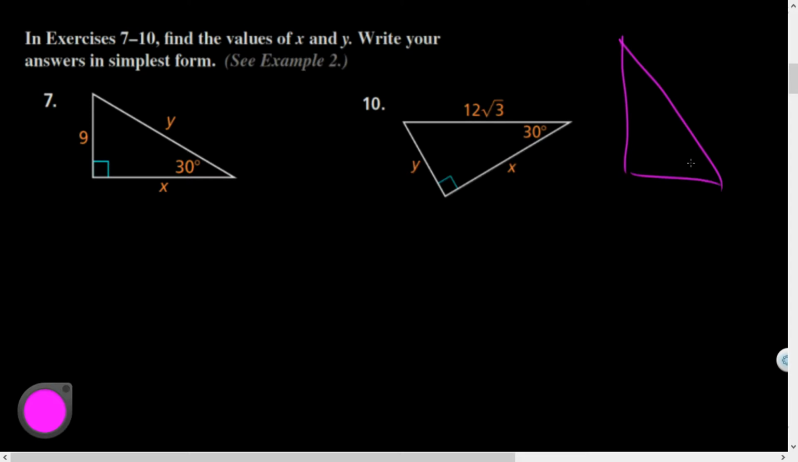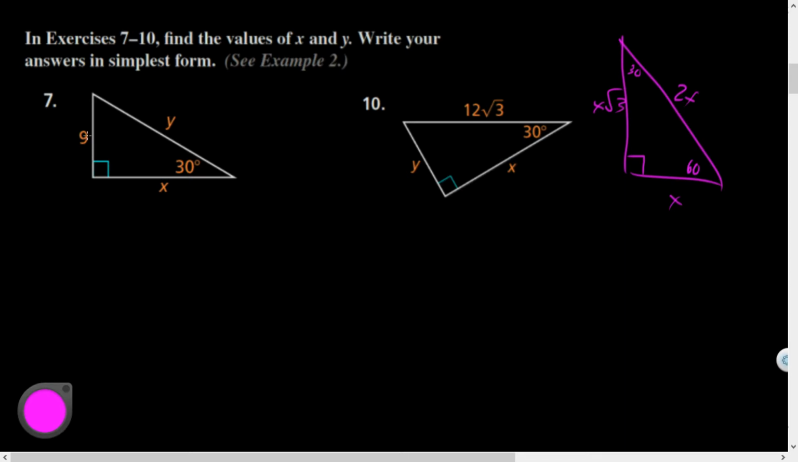So for any 30, 60, 90 triangle, I can go from the short leg to the hypotenuse by doubling it, and I can go from the short leg to the long leg by multiplying by rad 3. Okay? And then you can do those things in reverse if need be.